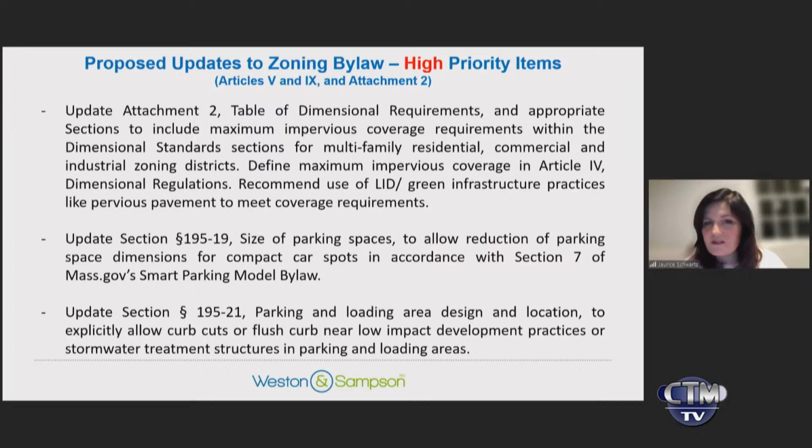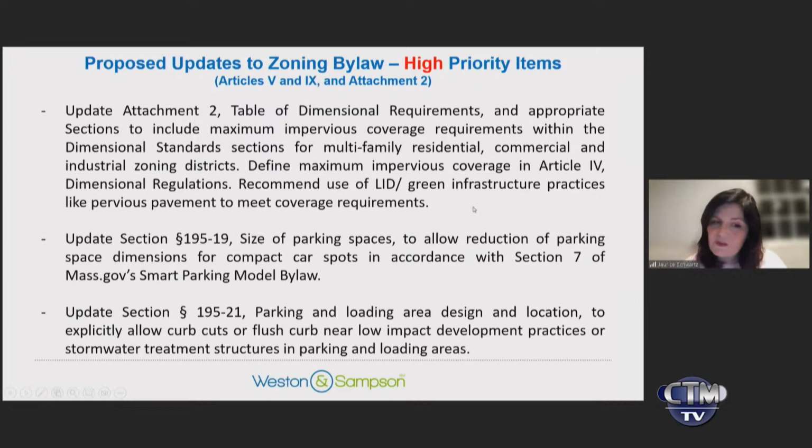We've definitely done some research on what other communities are doing related to this, which we can also provide some insight on, if that's a recommendation the town is interested in moving forward with, in terms of what that percentage might look like. We can talk about that more. The second item was the size of parking spaces, allowing reduction of parking space dimensions for compact car spots in accordance with MassGov's smart parking model bylaw, which a number of communities have and are continuing to adopt. We can also provide some more insight on what that might look like for the town.